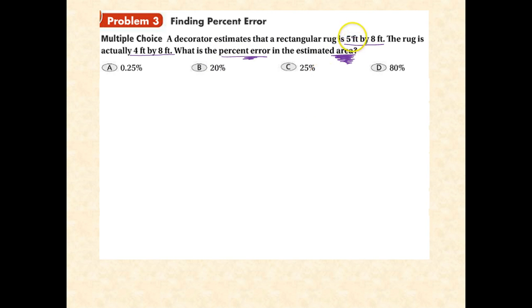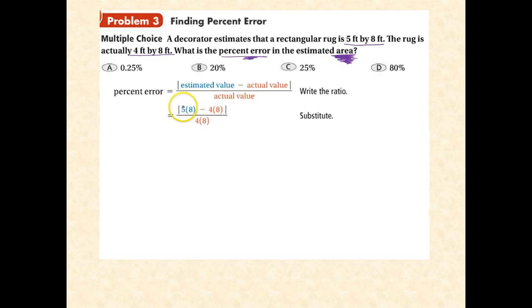Okay? So what we need is, we need to think about the area. Well, what is the estimated area? So here's the formula, right? Absolute value of the estimate minus the actual, divided by actual. So, estimated area is 5 times 8.